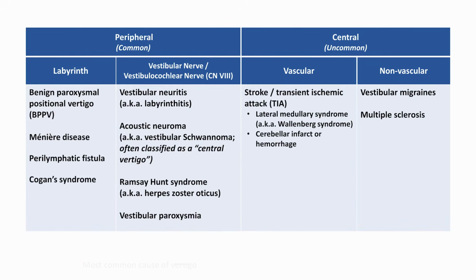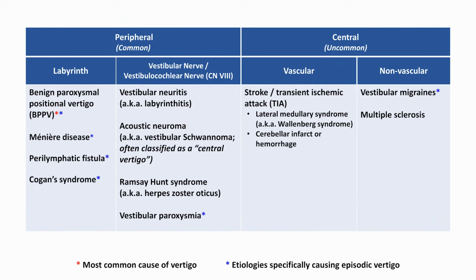The most common cause of vertigo is BPPV, and those conditions which specifically cause episodic vertigo include BPPV, Meniere's disease, perilymphatic fistula, Cogan syndrome, vestibular paroxysmia, and vestibular migraines. The sensation of vertigo usually requires an asymmetry between right and left vestibular inputs and processing, so any condition or exposure that results in symmetric dysfunction, such as aminoglycoside toxicity or alcohol intoxication, tends to cause vestibular dysfunction, such as impaired balance, but without the specific symptom of vertigo.